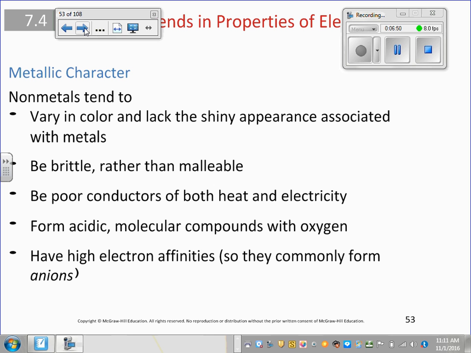Nonmetals vary in color and are usually not shiny in appearance. They're brittle rather than malleable. You cannot take a charcoal briquette and try to pound it into a sheet. You're not going to be too successful. It'll splatter all over the place. They're poor conductors of both heat and electricity, and they tend to form acidic molecular compounds with oxygen. And they have high electron affinity, so they want electrons, so they tend to become anions.